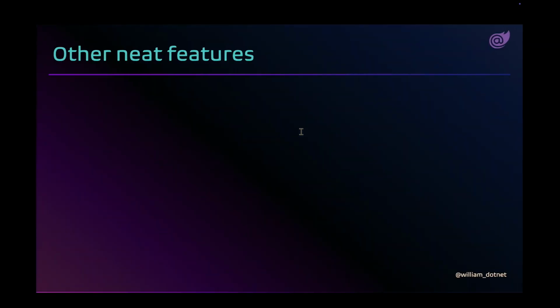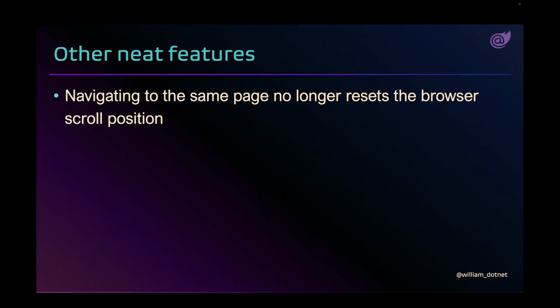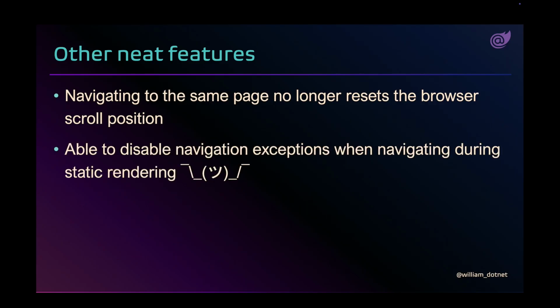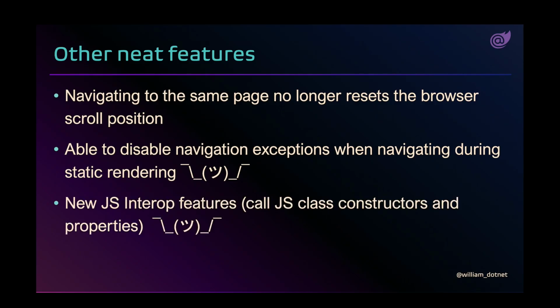All right, other features that are coming. If you were on a page and clicked on the nav bar or another link to go to itself, it would normally scroll back to the top, which is super annoying. They're just keeping that position now. I don't know what they did, but it works. You can also disable navigation exceptions whilst navigating during static rendering. I haven't done this yet, so it must be useful for someone. But if that's for you, great.